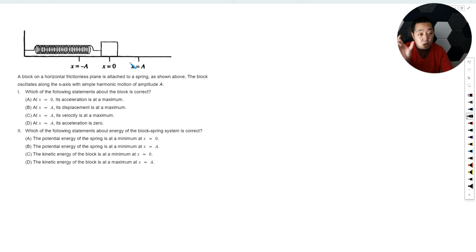All right, so we have this block oscillating, horizontal mass spring, right? It's a harmonic motion with amplitude A. That means how far we stretch it and compress it. So which of the following statements is correct?